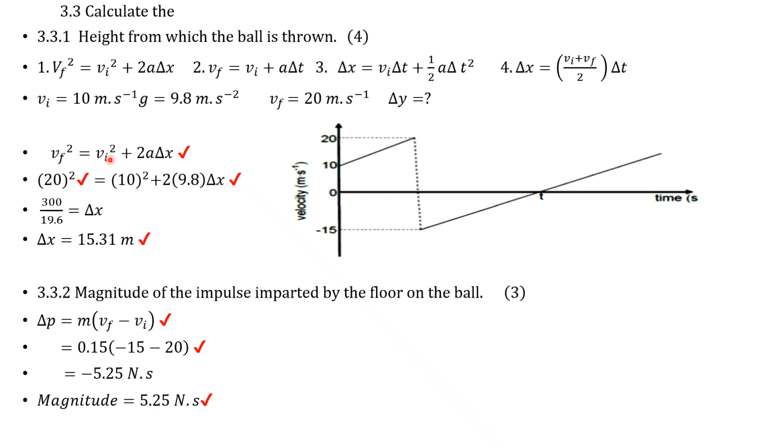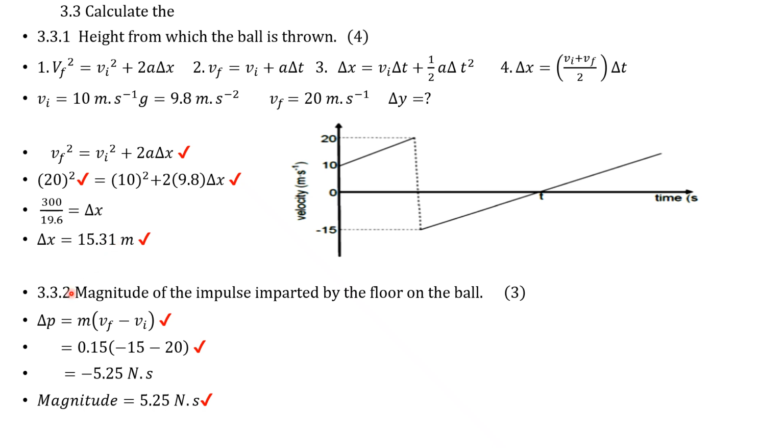So Vf squared equals Vi squared plus 2a change in x. Final velocity 20 squared, initial velocity 10 squared, plus 2 times my acceleration, gravitational acceleration 9.8, and change in x. 20 squared is 400, minus 10 squared, which is 100, gives me 300. 2 times 9.8 gives me 19.6, so 300 divided by 19.6 gives change in x, a distance of 15.31 meters. So from the time I've thrown the ball till it makes contact with the floor, it travels 15.31 meters.